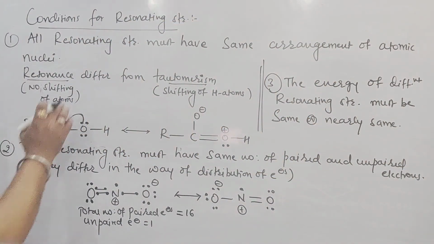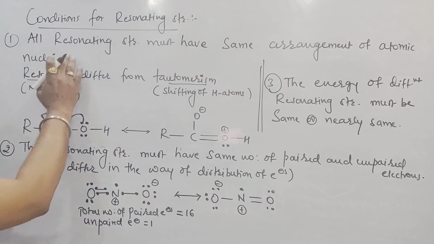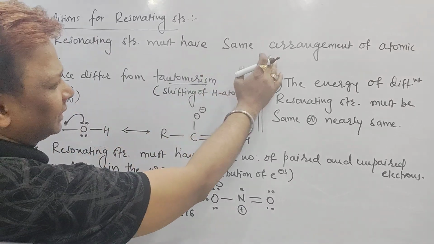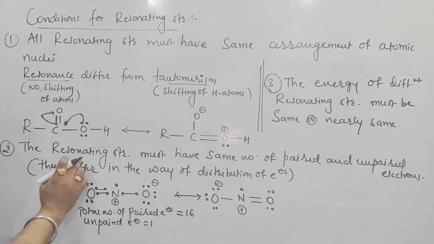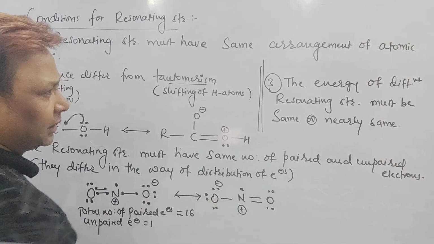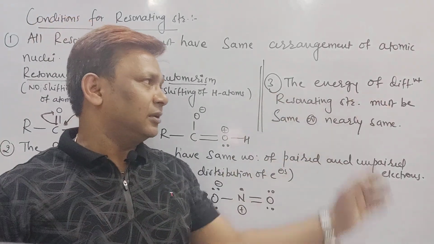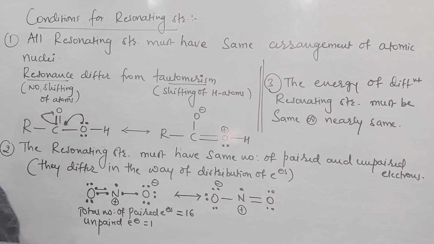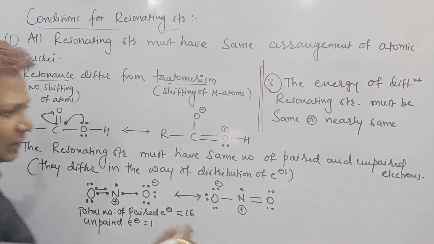These are the conditions of the resonating structures. All the resonating structures must have the same arrangement of the atomic nuclei. They must have the same number of paired or unpaired electrons. Energy of the different resonating structures must be same or nearly same, right? Chalo. But in this part I want to write one more thing.